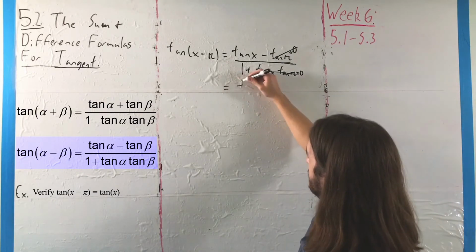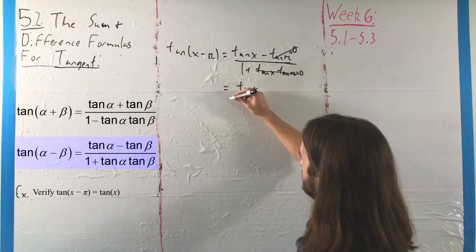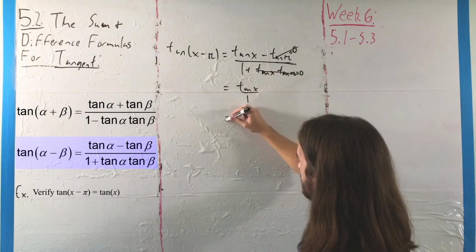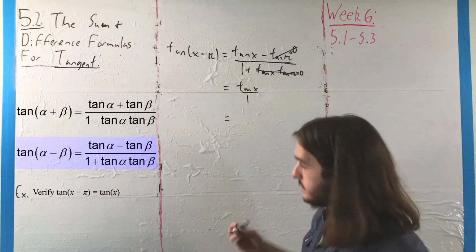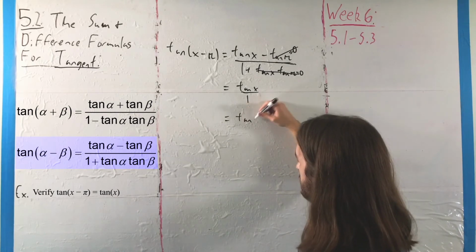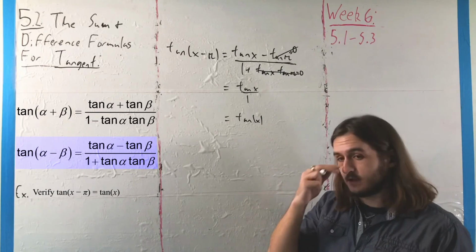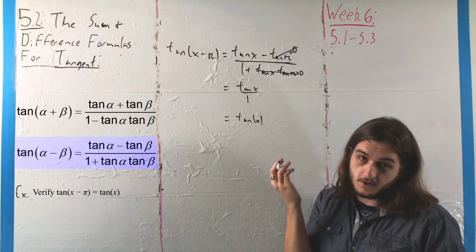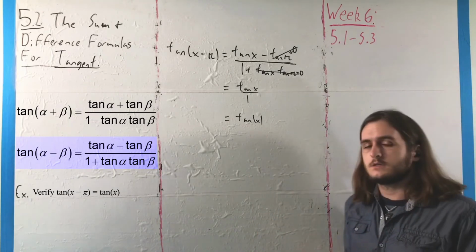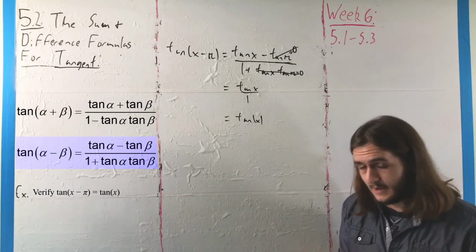And what we'd be left with is tangent of x over 1, or, if you prefer, as most would, just tangent of x, which confirms that the period of tangent is pi, as we've already seen. But here we got a nice algebraic argument for why that happens.